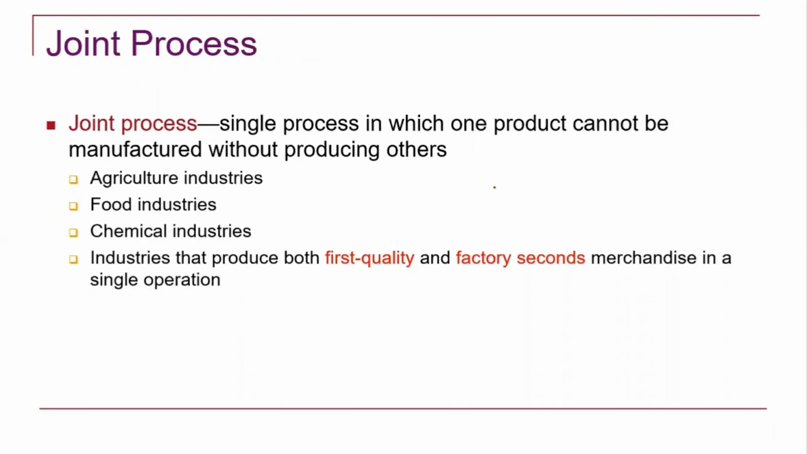So joint process is a single process in which one product cannot be manufactured without producing the others. Parang sinabi natin na out of a single process, 2 or more products yung nagagawa natin. So, good example ay yung industry ng agriculture, industry ng food, chemicals, ayan. Kaya mga examples natin, dito iikot sa mga industries na yan. And industries that produce both first quality and factory seconds merchandise in a single operation. So, yan po yung scope ng ating topic for tonight.